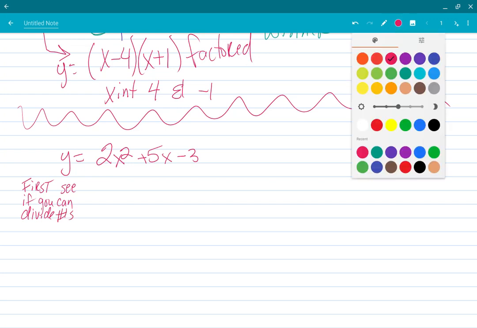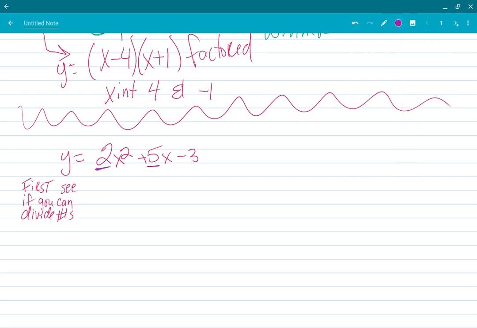All right, and the numbers are 2, 5, and negative 3. So is there any number that divides into all of those perfectly? No. Next, see if all terms have x's. This one has an x, this one has an x, but this one does not have an x. So that's also a no.